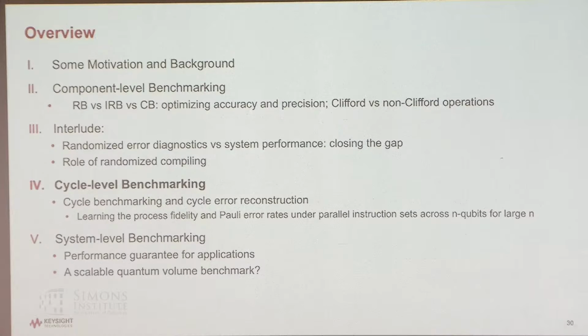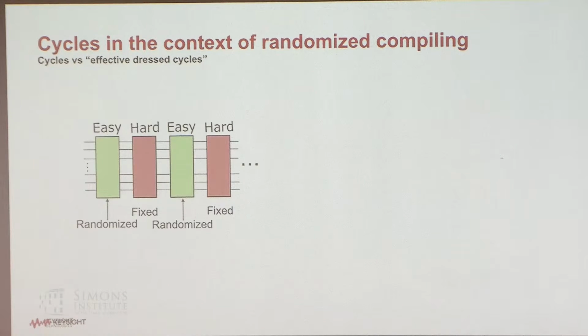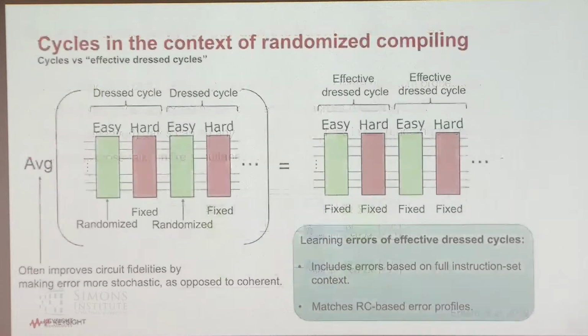Okay, now we'll get to the latest and greatest benchmarking at scale for large systems. So first we'll talk about cycle level benchmarking. Here the idea is, remember, with randomized compiling, we're already imagining breaking down the circuit into a sequence of rounds defined by the easy gate set and the hard gate set. So again, the easy gate set would be local Cliffords, the hard gate set would be 2-qubit Cliffords, and the T gate and the Hadamard would be in your hard gate round. And then you're randomizing the easy gates with the twirling set. And then the dressed cycle consists of this composite product here.